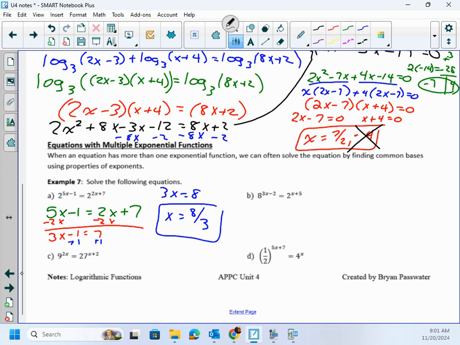The issue of B is that they don't have the same base, but I can transform one of them. I can make 8 be 2 to a power.